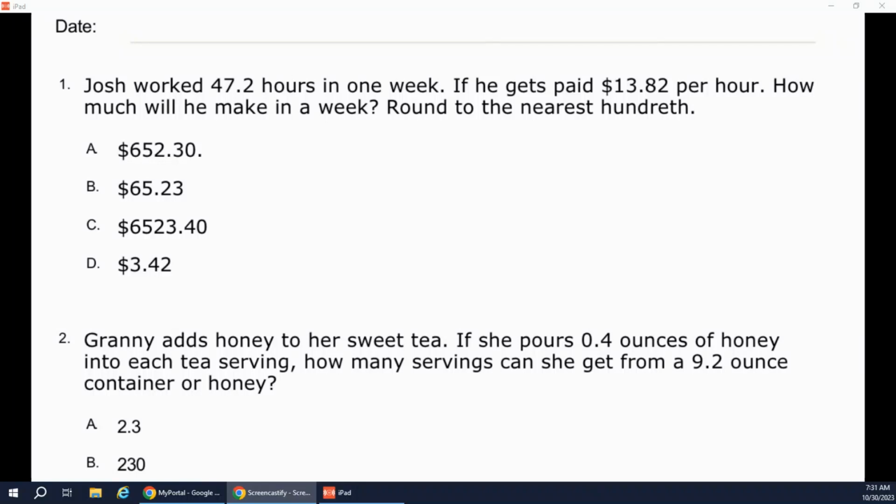Josh worked 47 and 2/10 hours in 1 week. If he gets paid $13.82 per hour, how much will he make in a week? Round to the nearest hundreds.